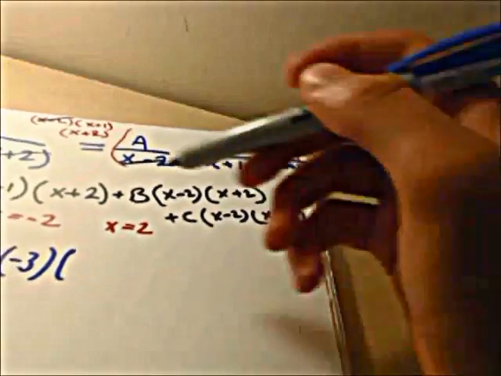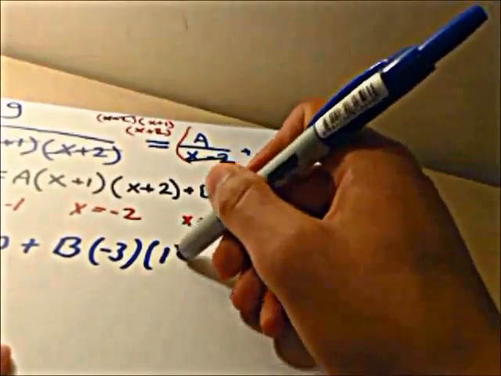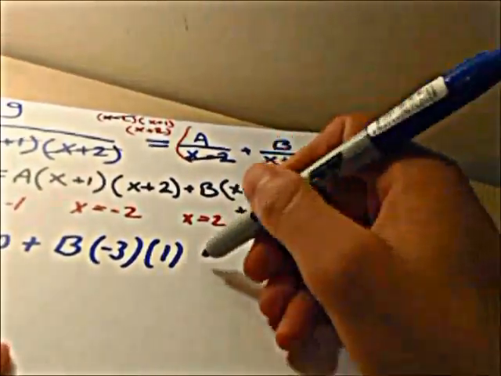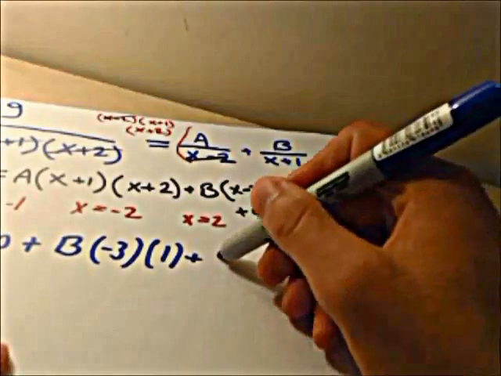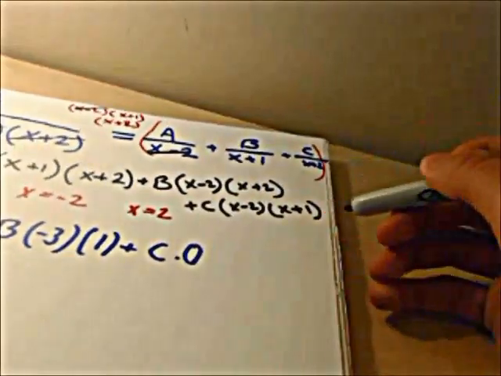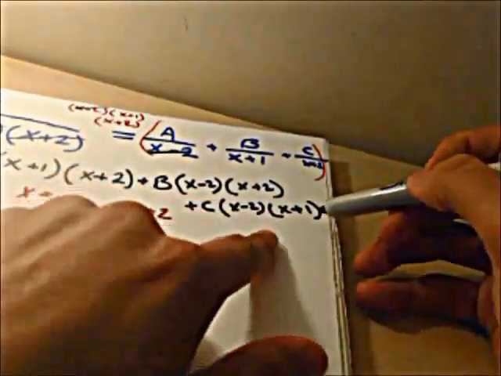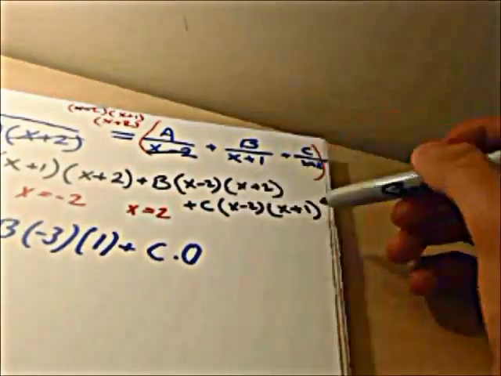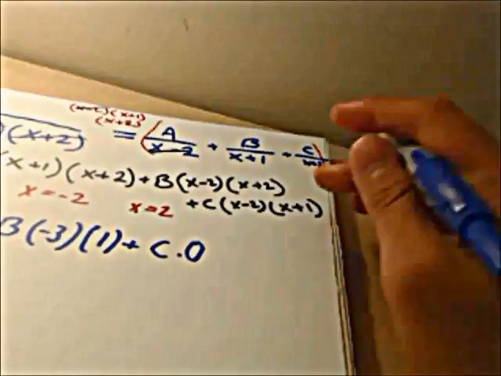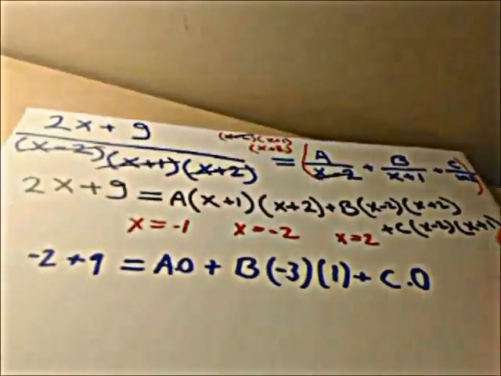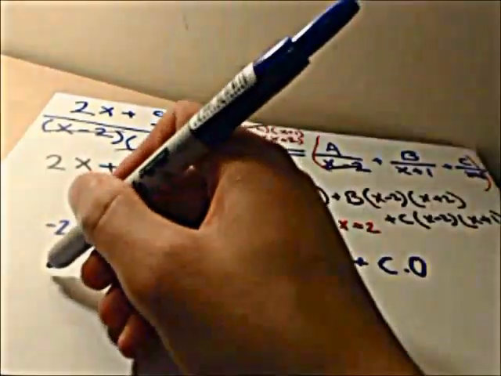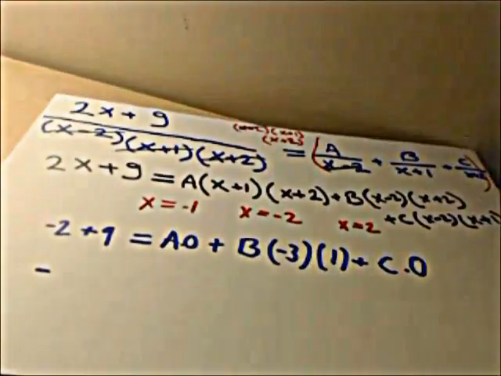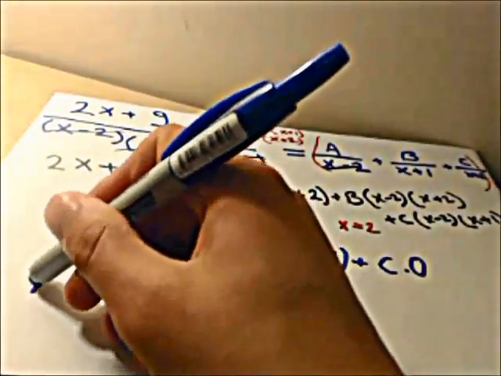Minus 1 plus 2 is 1, so anything multiplied with 1 is just itself. Plus again, c here would be times 0, because the one in the parentheses is 0. That multiplied with c is 0, so the whole thing goes to 0. So basically we're left with this. Minus 2 plus 9 is 7.